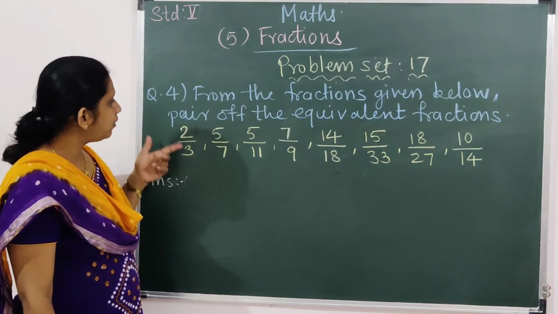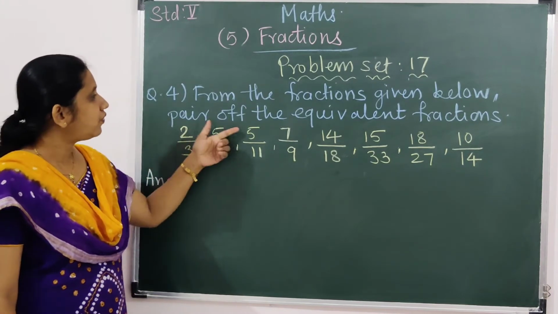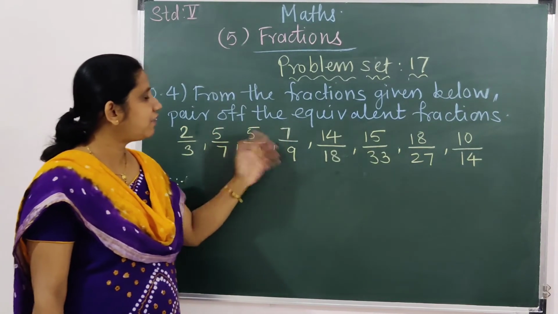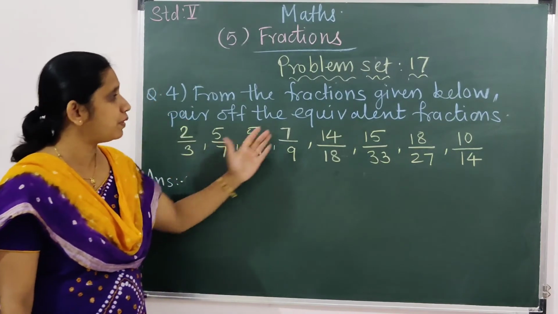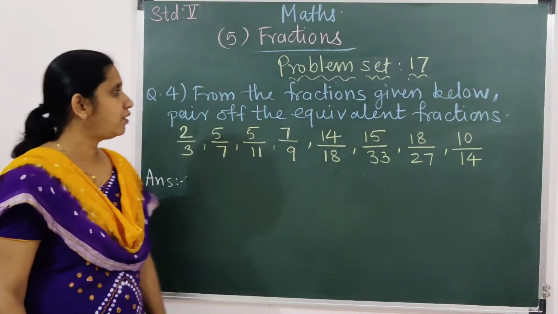It cannot be divisible. Both are prime numbers. 5 upon 7, they are prime numbers. 5 upon 11, prime numbers. 7 upon 9 cannot be divisible. So from here onwards we'll start finding out equivalent fractions.